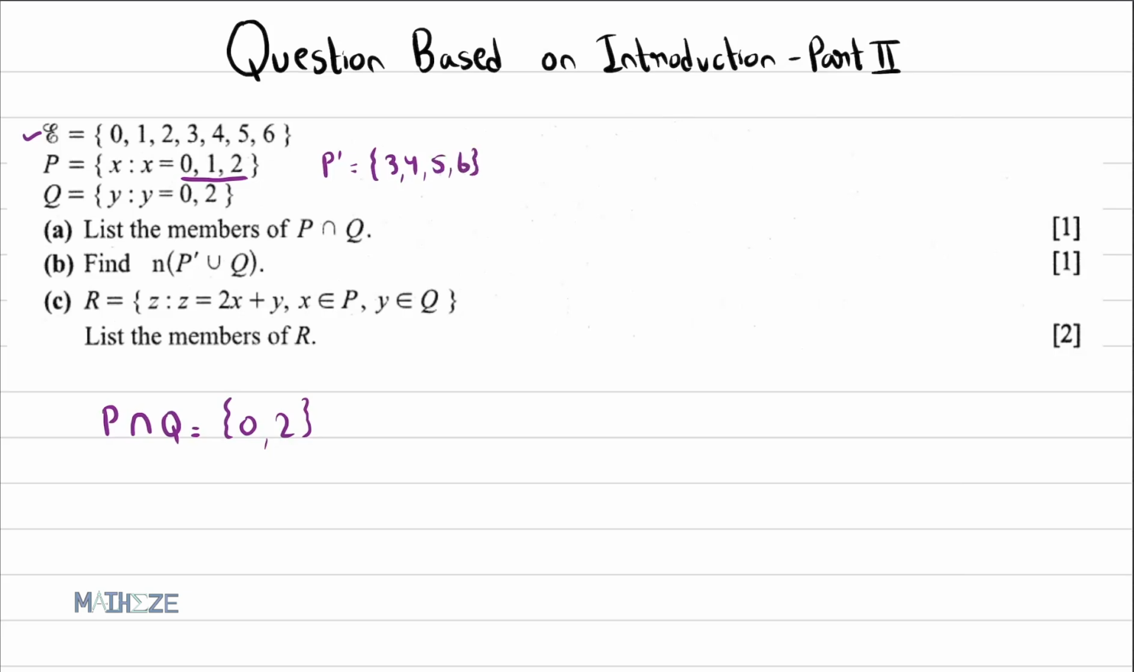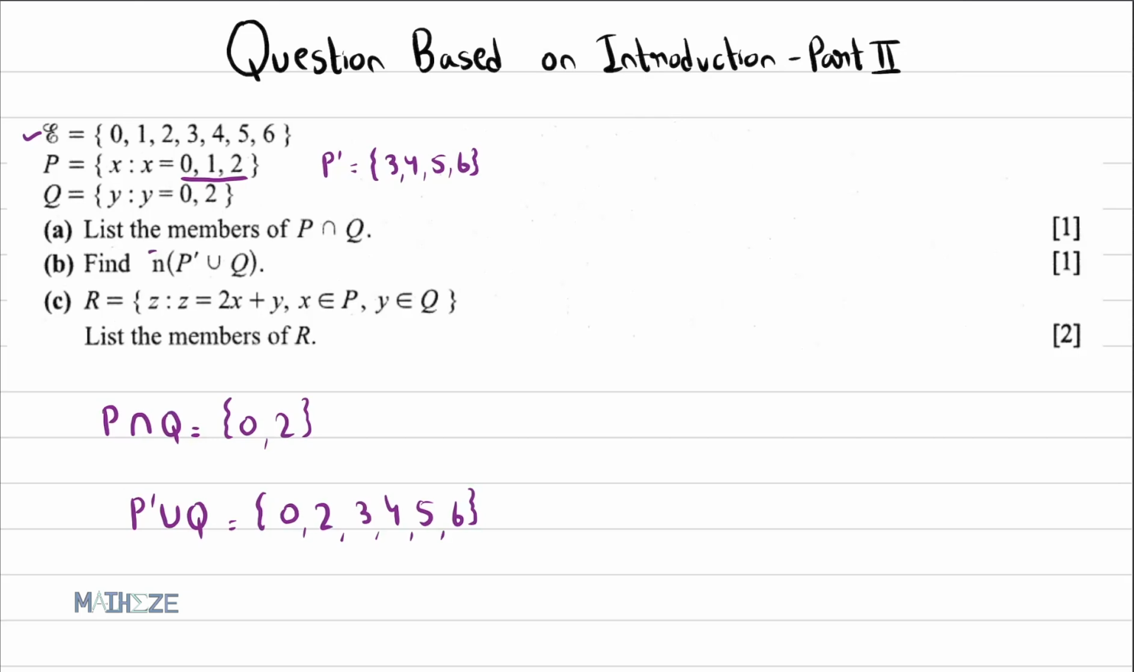Got till this point. Now you need P complement union Q. All elements of P complement and Q. But those which are repeated, you write only once. So 0, 2, 3, 4, 5, and 6. Got till this point. Now, will we get the marks?